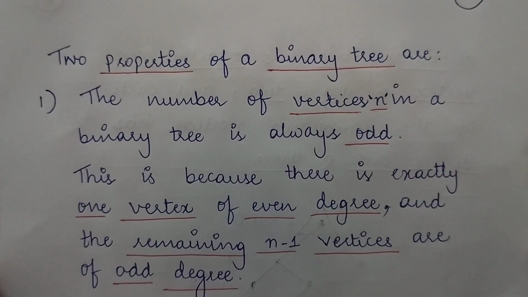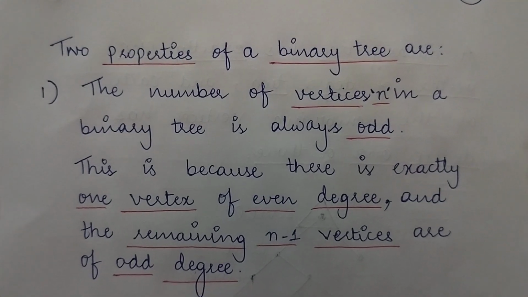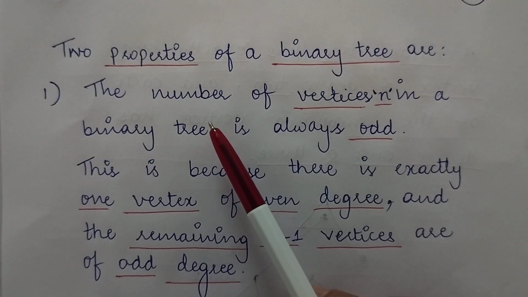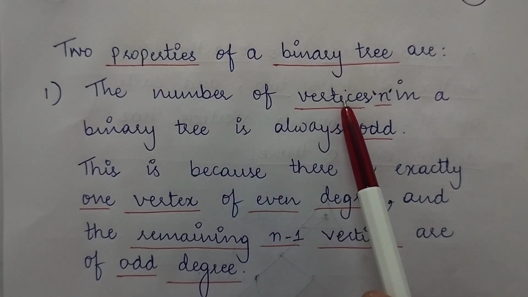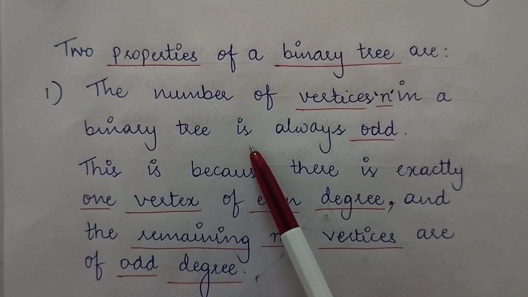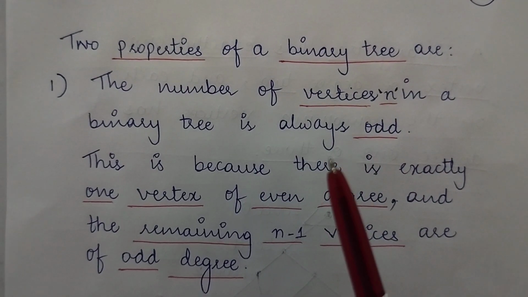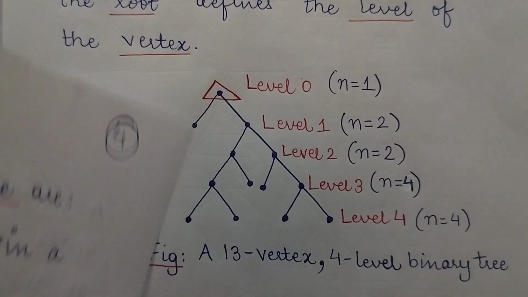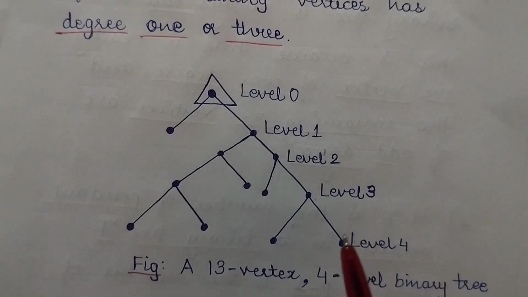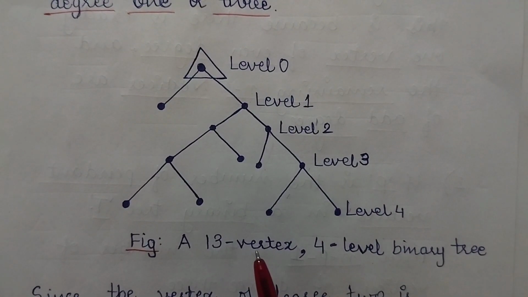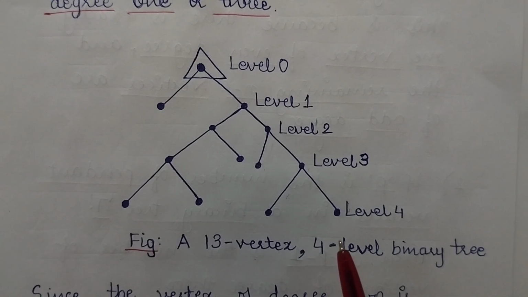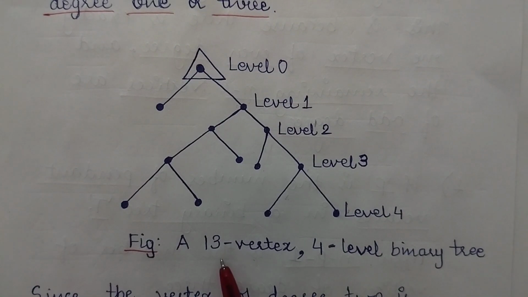Now, the properties of a binary tree. The first property says that the number of vertices, which is denoted by n, in a binary tree is always odd. You will always see that whenever there is a binary tree, it will have an odd number of vertices. Like in the example of this particular binary tree, we can clearly see there are 13 vertices. That means the number of vertices is odd. Just like that, if you look at other binary trees also, you will always find that the number of vertices in the binary tree will always be odd.